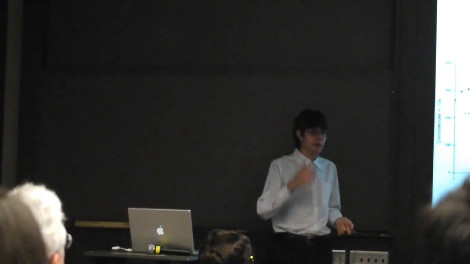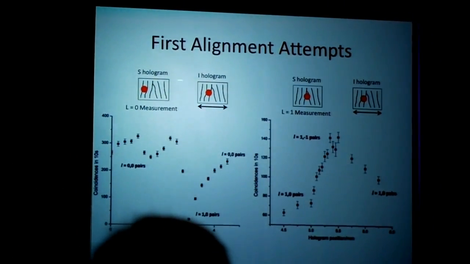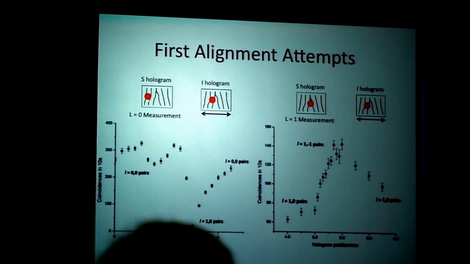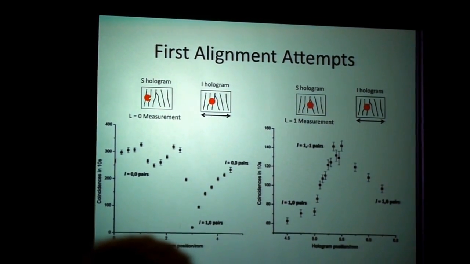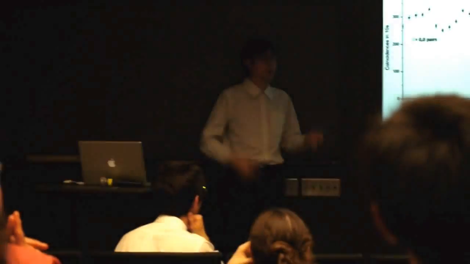And so a few summers ago, Kelfer and I tried to align this the first time, and we produced these plots. If it's on the fork of the hologram, it's a hologram pattern. So on the fork, it's measuring L equals 0. If it's off, it's measuring L equals 1. So we'd fix one and then move the other one to see how the correlations change.